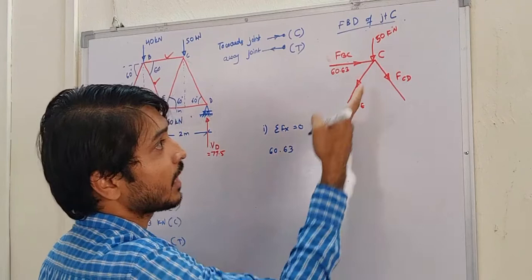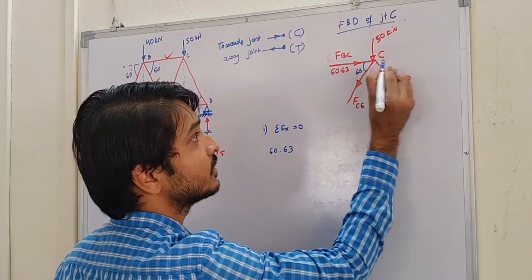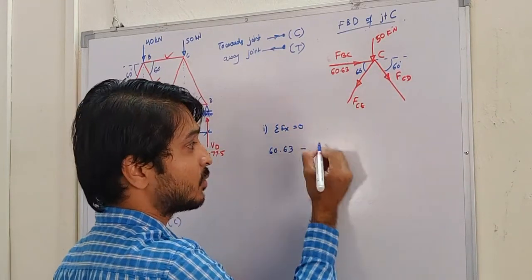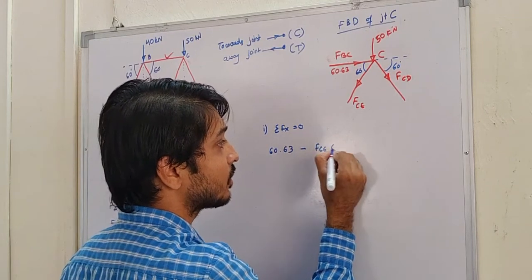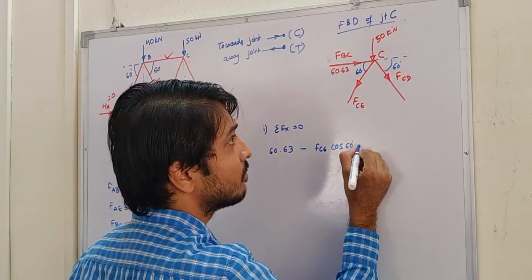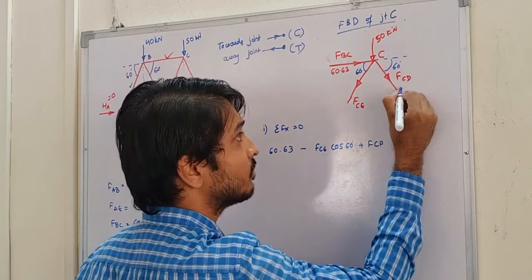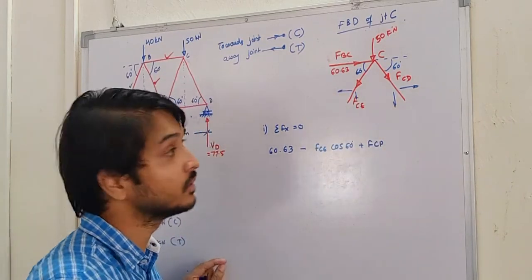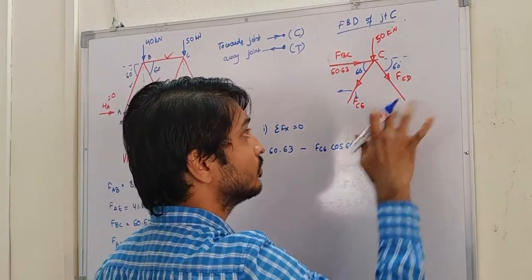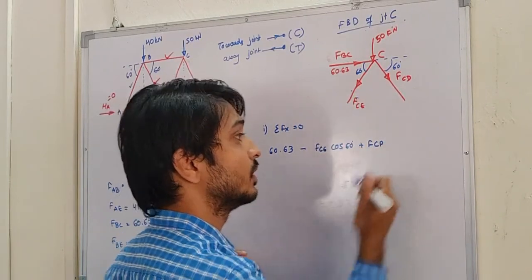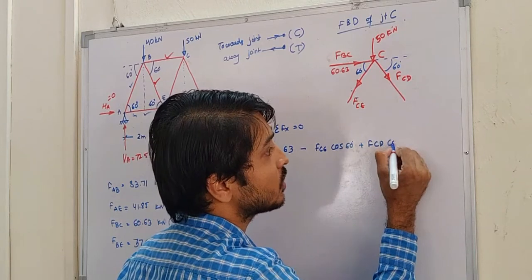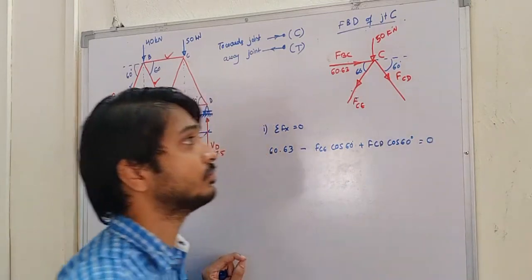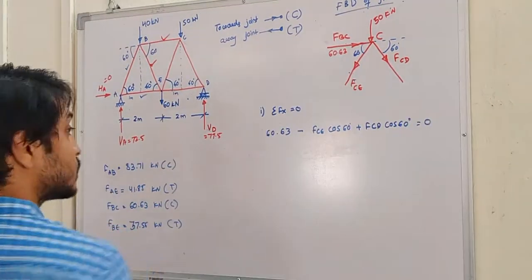60.63 and this angle is how much? 60 degrees. This angle is how much? 60 degrees. Correct? So minus, because it is in opposite direction, minus FCE cos 60 plus FCD, the horizontal component and vertical component. For this horizontal component and vertical component, something like this. Okay, so FCD, this is also cos 60, which is equals to 0. So I'll solve it now.